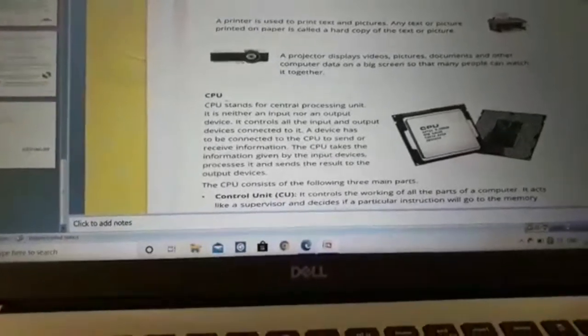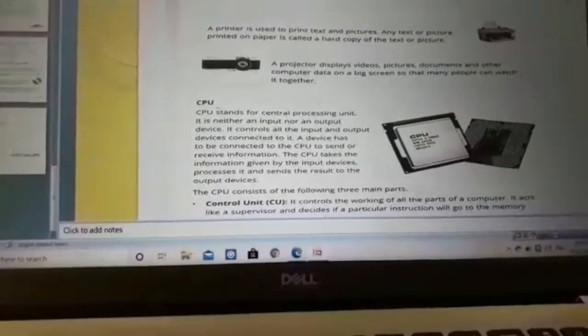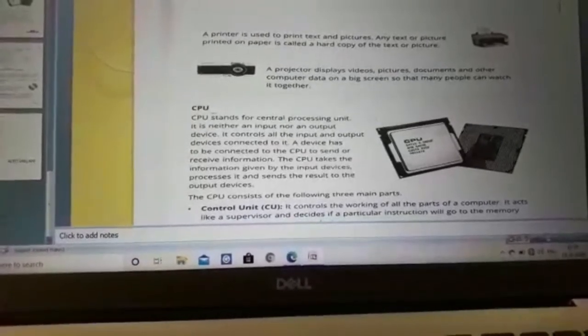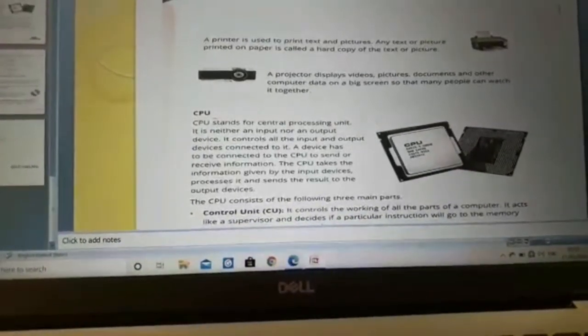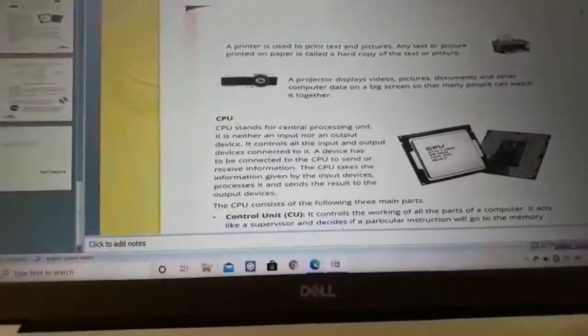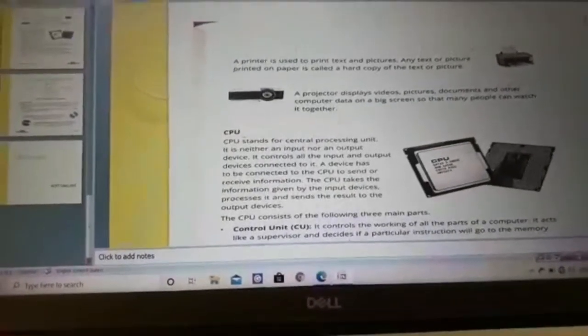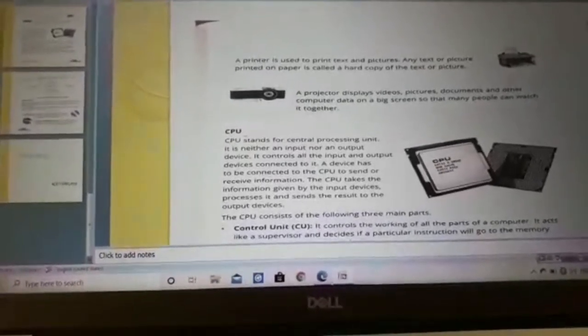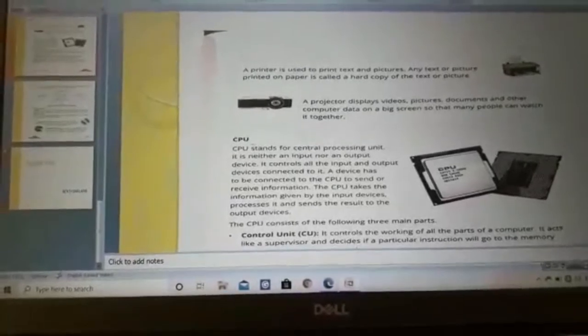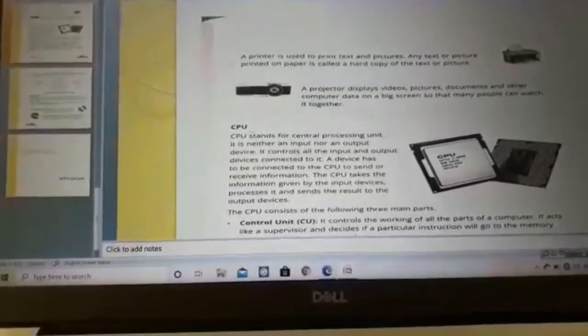Next one is projector. A projector displays videos, pictures and documents and other computer data on a big screen so that many people can watch it together. Okay, so आपने अपने स्कूल में AV देखा है? Yes, आपने देखा होगा AV. जब मैम आपको AV दिखाती हैं, have you seen? वो क्या करती हैं? She switches on the projector first.